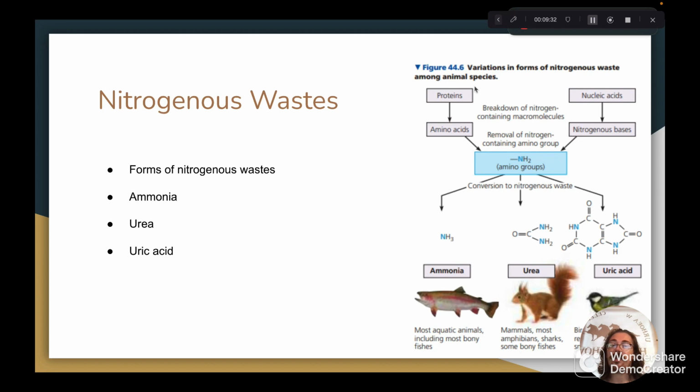I have a diagram here that depicts the variations in forms of nitrogenous waste among animal species. First, there's a breakdown of nitrogen-containing macromolecules. There's a removal of the nitrogen-containing amino group, and then there is a conversion to the specific kind of nitrogenous waste that each kind of animal excretes.